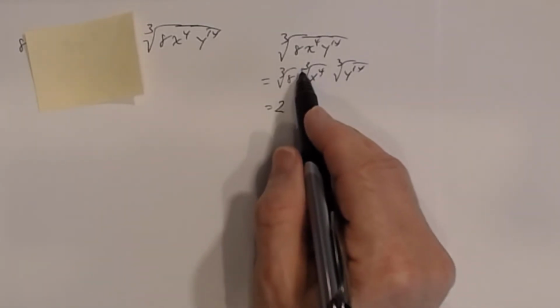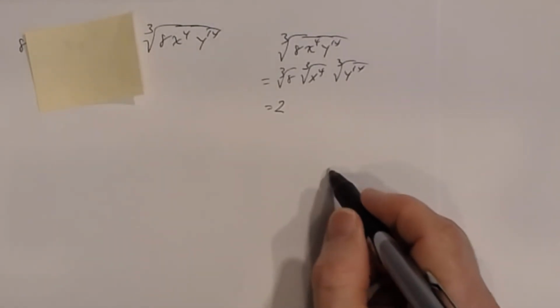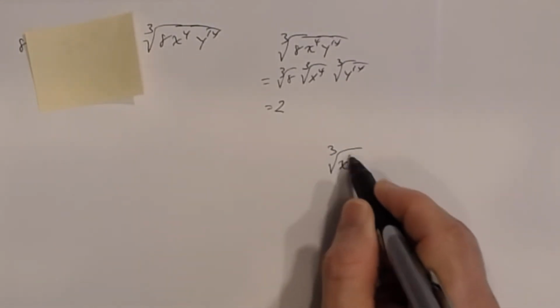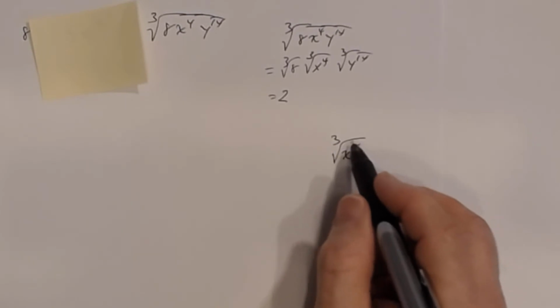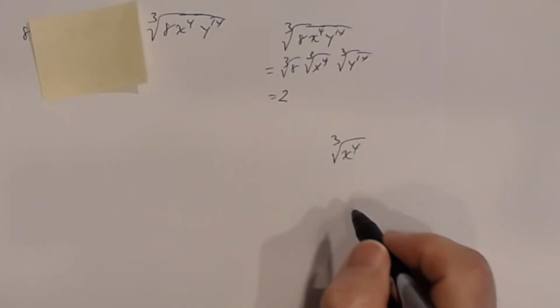But 4 is not divisible by 3. So then we got to think. Let's go ahead and do that here. What is the cube root of x to the fourth then? Well, what's the largest whole number less than 4 that's divisible by 3?